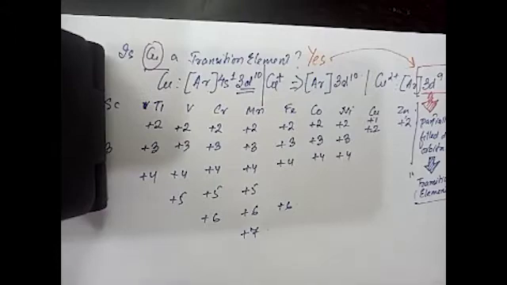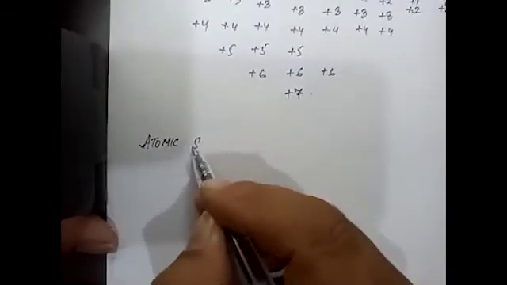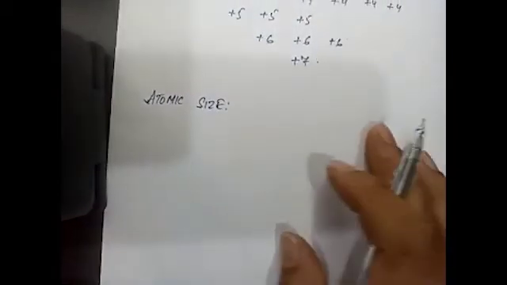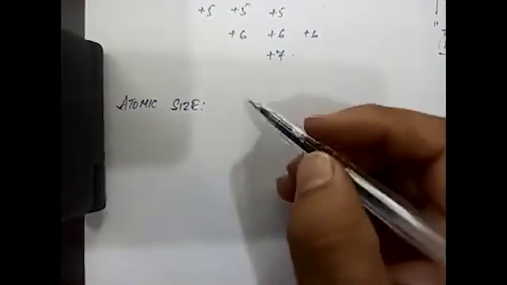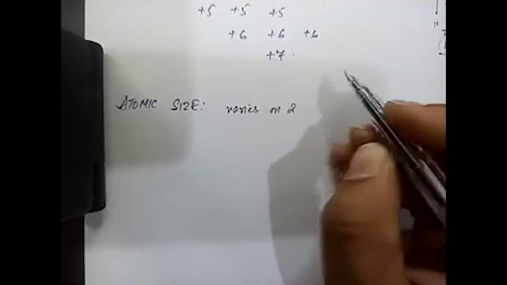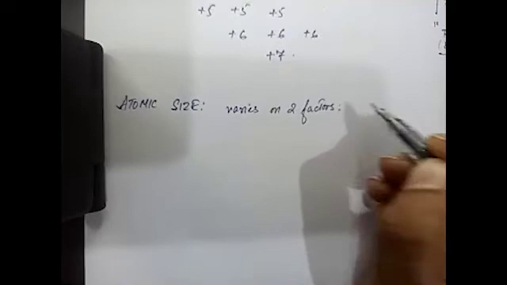All right. If no confusion, let us move ahead. Let us go for the next property, that is the atomic size. The atomic size of any d block element varies on two factors. So what are the two factors?